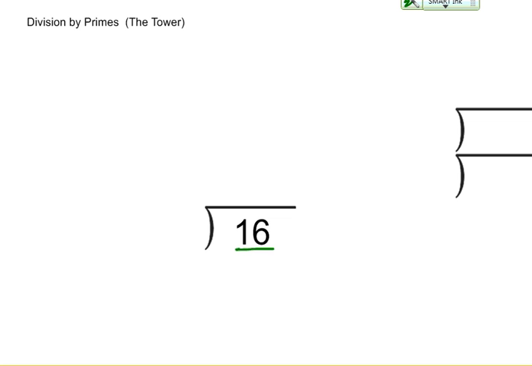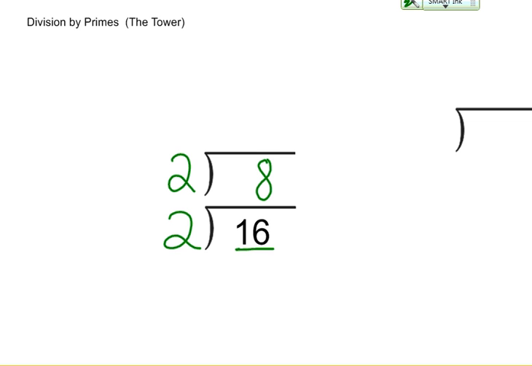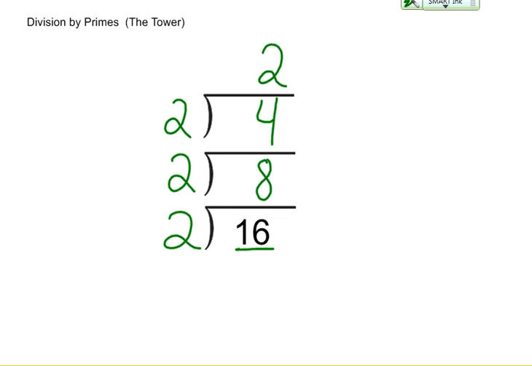So, as I look at the number 16, I notice the number 16 is an even number, so I'm going to divide by a prime number of 2, easiest one to start with. 2 goes into 16 8 times. Alright? Now, I'm going to divide again. Right? See how the tower is being built? And once again, I'm going to take a 2 out. 8 divided by 2 equals 4. And I'm going to build my tower up some more. And once again, I'm going to divide by 2. 4 divided by 2 equals 2.